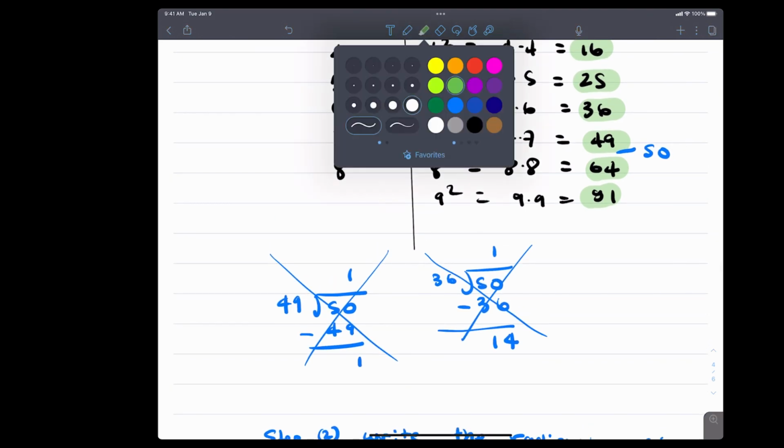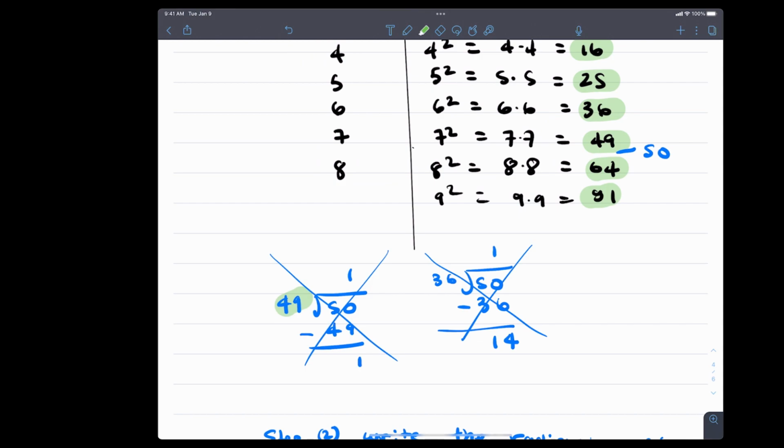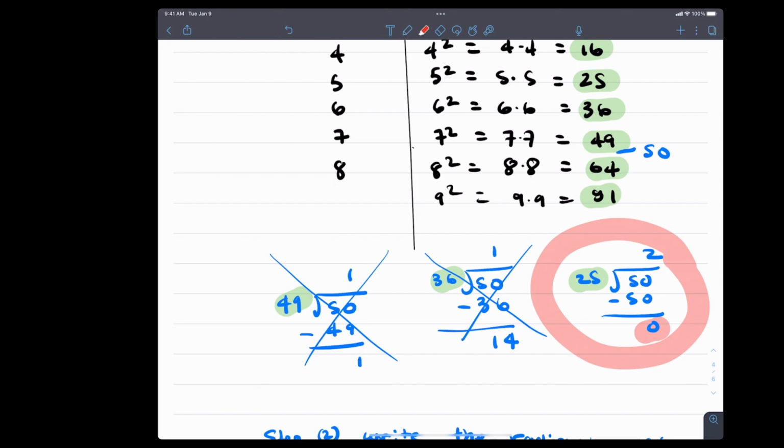So notice we're checking the perfect squares. We're working backwards. What's the next one? Okay, 25. It is a perfect square. It's on the list, right? How many times does 25 go into 50? 2 times 25 is 50. Subtract, you have a 0 remainder. Isn't that what we're looking for? Yes, this is the situation.